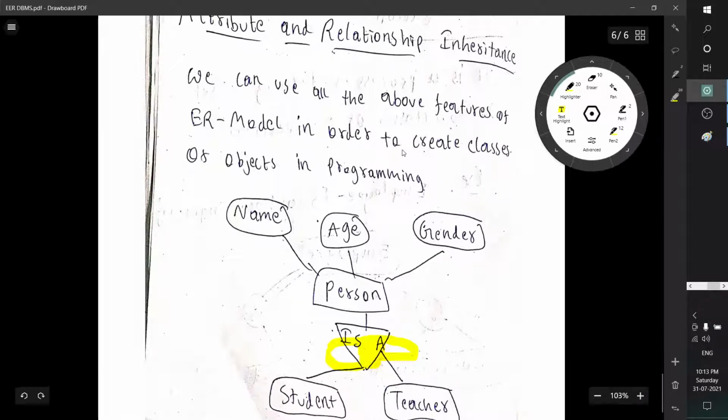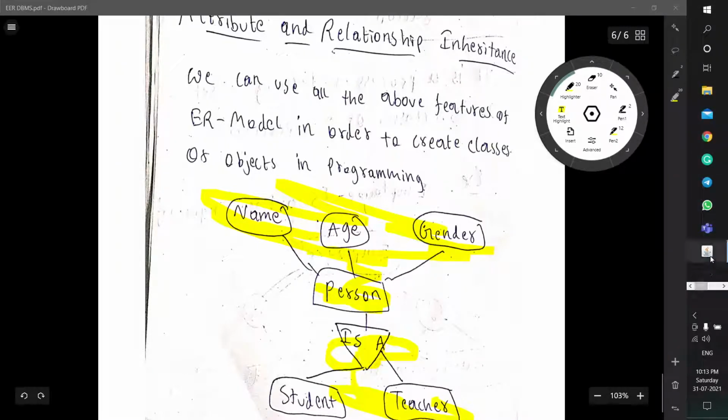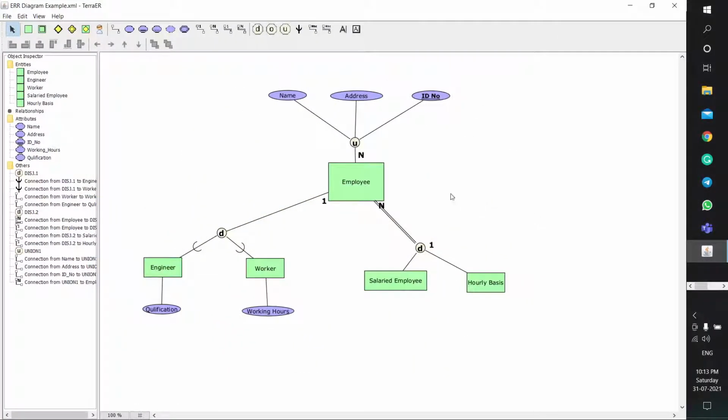So we can use all the above features in an ER model in order to create classes of objects in programming. So these are the objects and this is a class. So person class has a name, age, gender. So these are also some of the objects. So no need to worry, this is a very small topic. So now I have drawn a basic EER model. So let me explain it to you now.